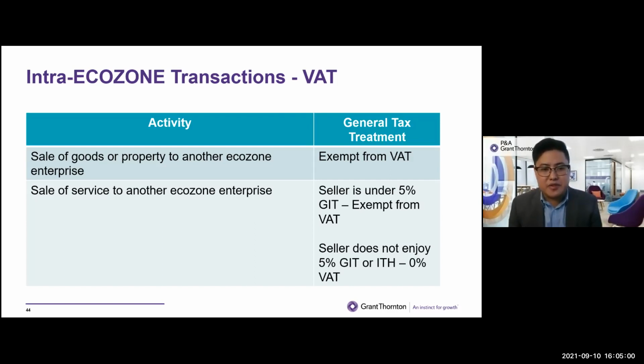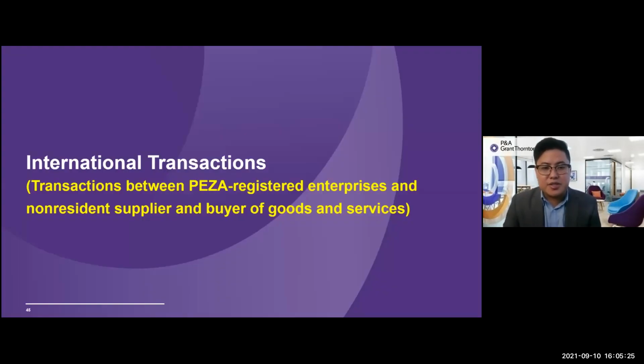When it comes, however, to sale of service to another Ecozone enterprise, we have to look if the seller is under the 5% gross income tax preferential rate. So in that case, it will be exempt from VAT. If the seller does not enjoy the 5% gross income tax or income tax holiday, then in such case, it may be subject to the 0% VAT. For international transactions, this was mentioned also by Sir Wendell a while ago. This is the actual export, no, or actual import, as the case may be, between PEZA registered enterprises and non-resident supplier and buyer of goods and services, which is applicable to IT BPM companies.